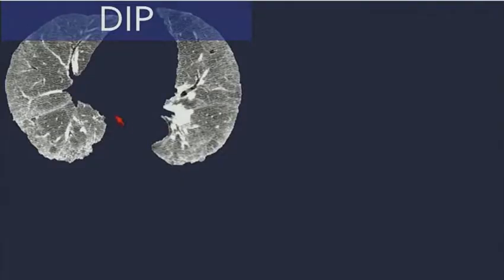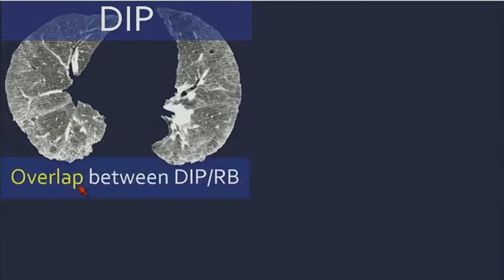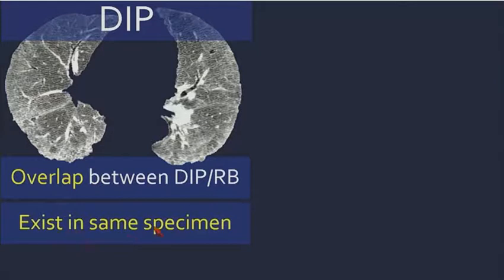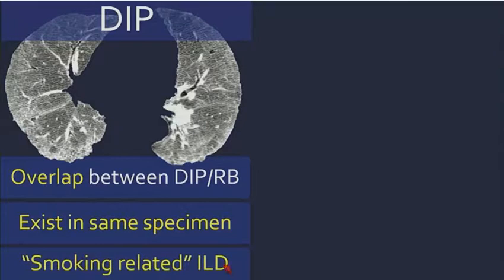All right, so the differential here does include DIP. However, you could ask if there's overlap between DIP and RB. And for most of us, because these can exist in the same specimen pathologically, a lot of us actually call this a smoking-related interstitial lung disease continuum between RB-ILD and DIP.